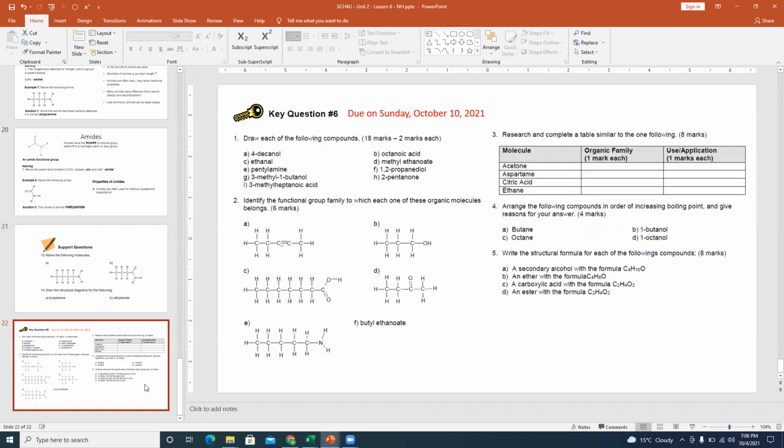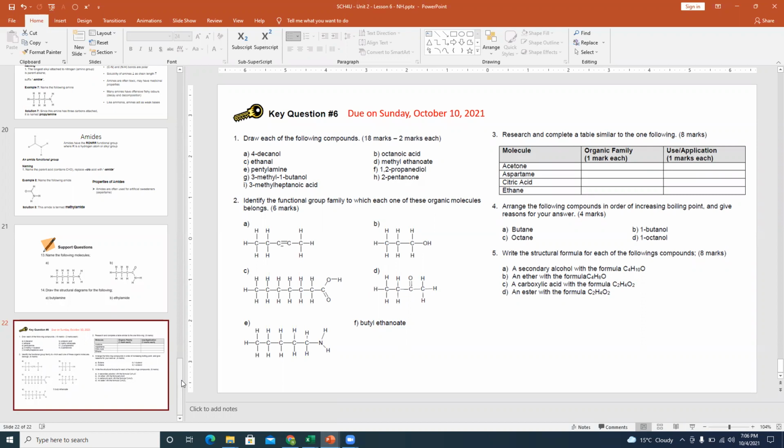And finally, we have our key question number 6 for this lesson, and this is also due this Sunday, October the 10th. Okay, in addition to key question number 7, whose lesson we'll have on Wednesday, that will also be due on Sunday, October 10th. Both key questions 6 and 7 are due this Sunday, please. And for those of you who have been handing in your assignments, fantastic, good job, good for you.